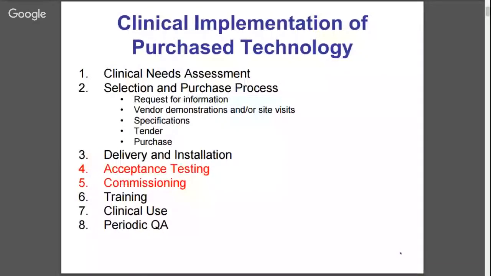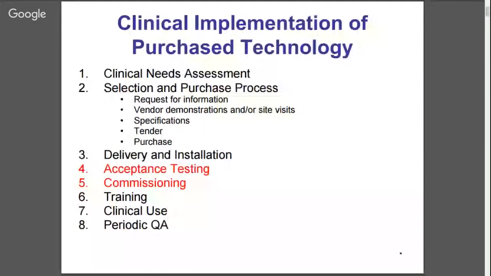So acceptance testing and commissioning sits in the chain of events that occur when you're purchasing, planning to purchase, and then finally going clinical with a medical linear accelerator. So there'll be things like clinical needs assessment, selection and purchase process, and there'll be delivery and installation. And then before you can start using your machine for clinical applications, you need to go through these two processes of acceptance testing and commissioning. And then, of course, we'll also have things like training, and then we'll go into clinical use.